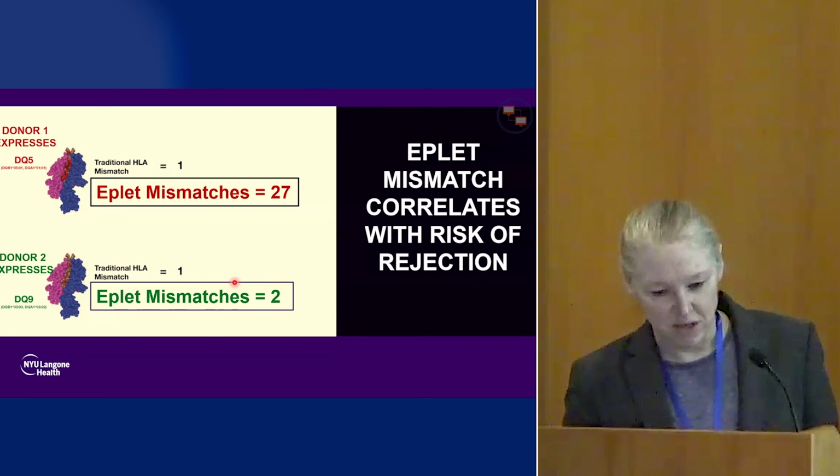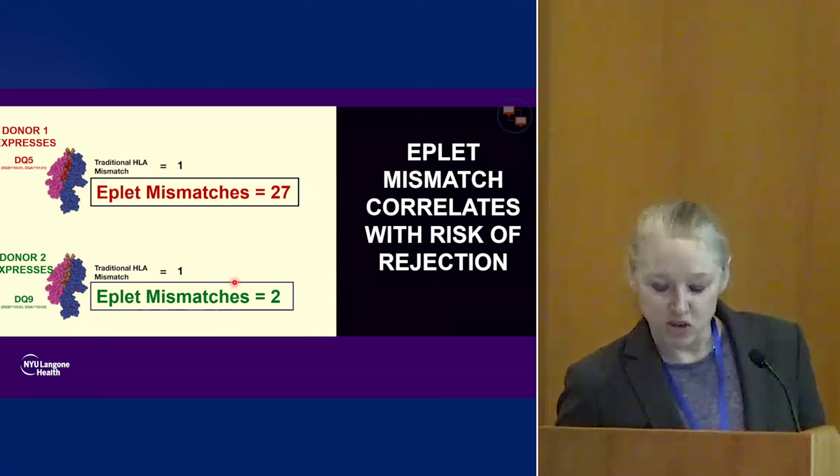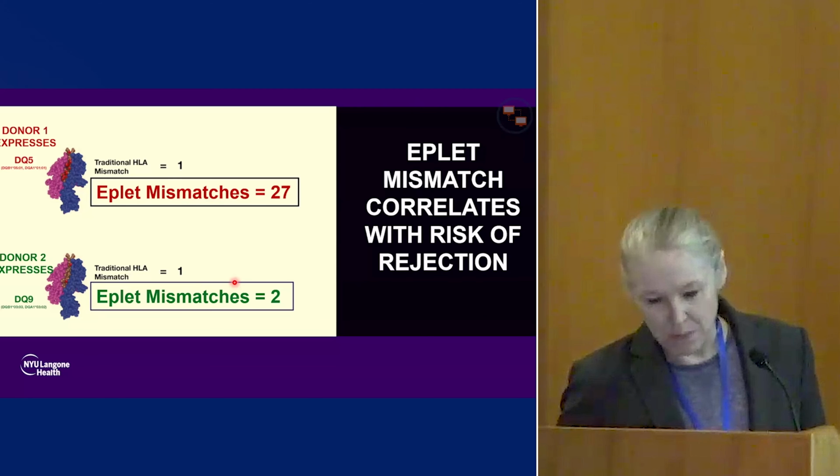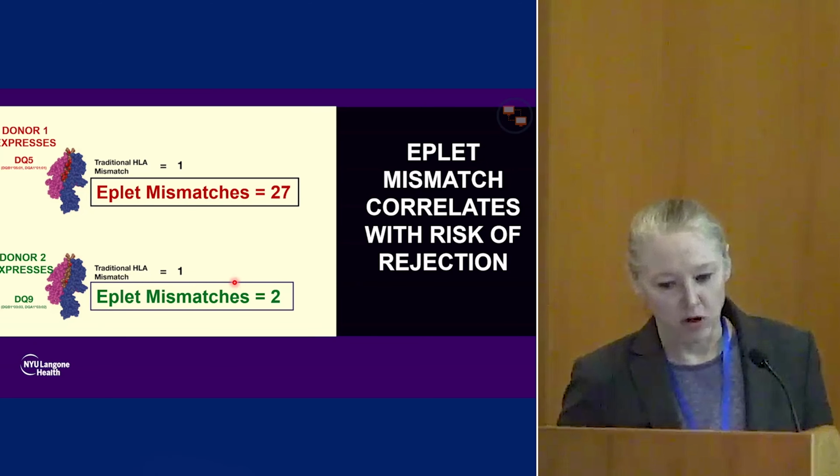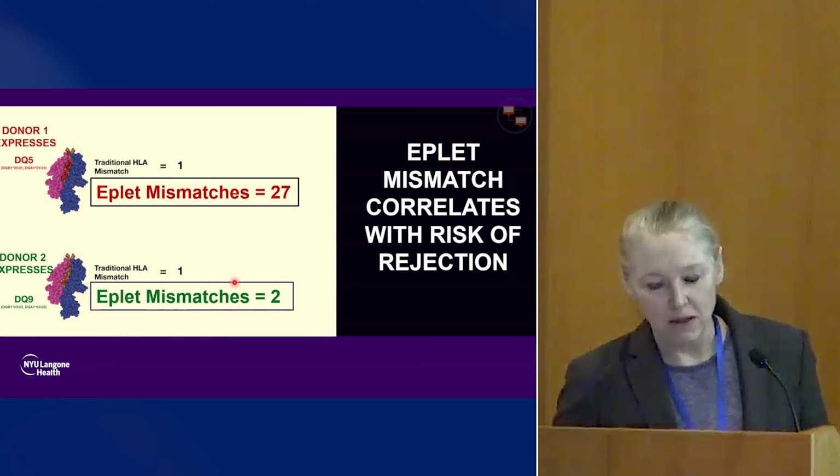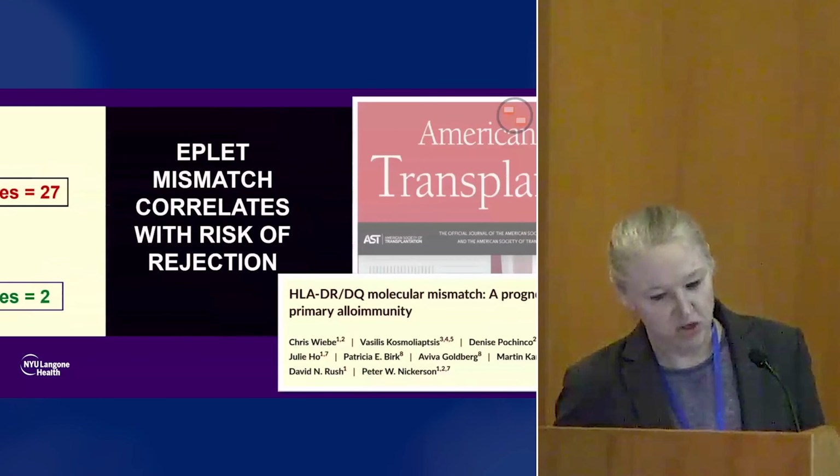We can do this at every single one of the genes, and we can come up with a score that constitutes the mismatch between a recipient and a potential donor. And we now know very clearly, very convincingly, that EPLET mismatch correlates with risks for rejection.